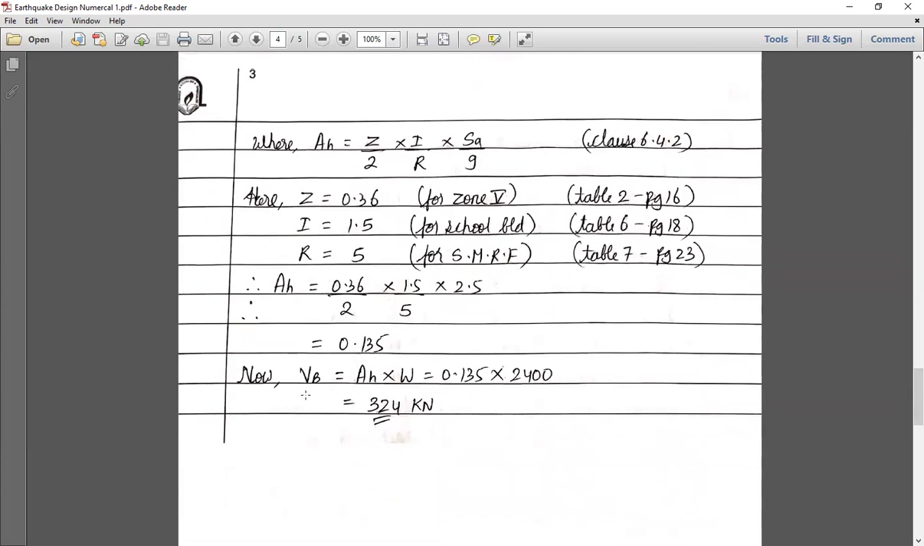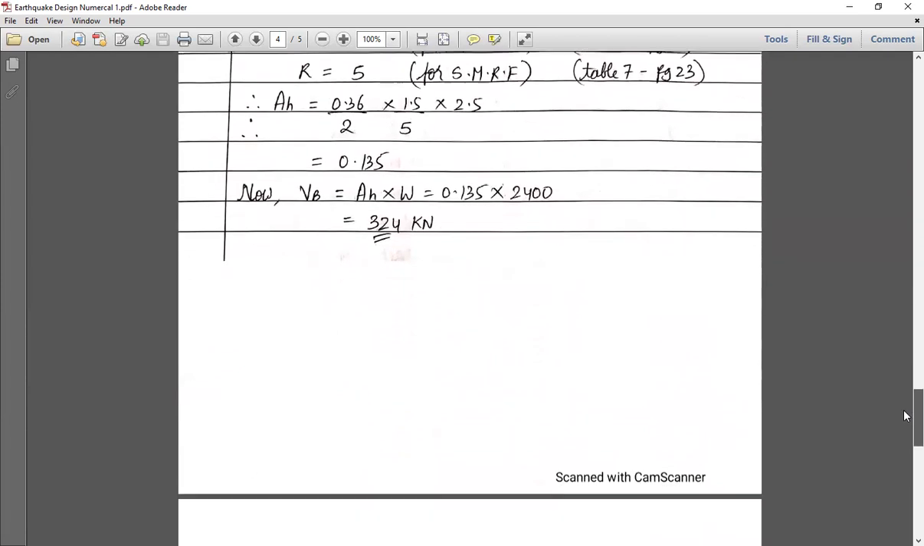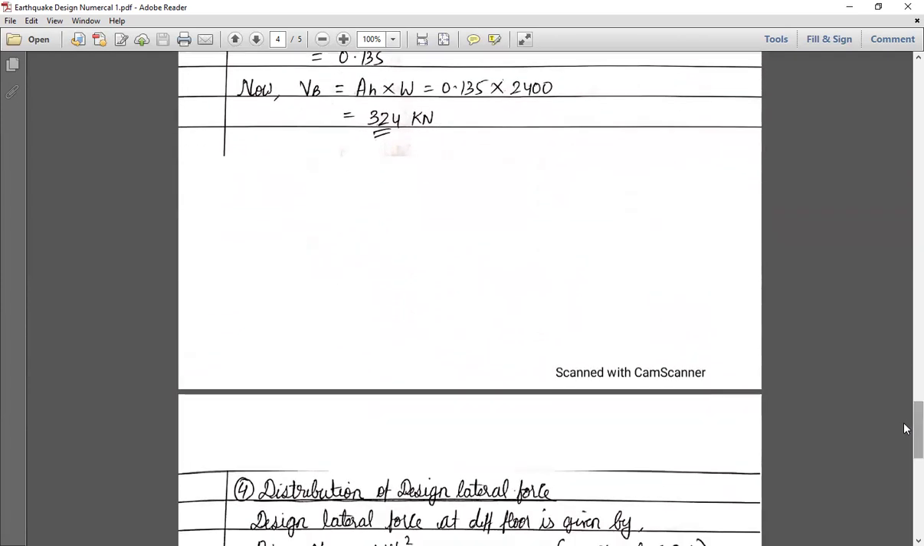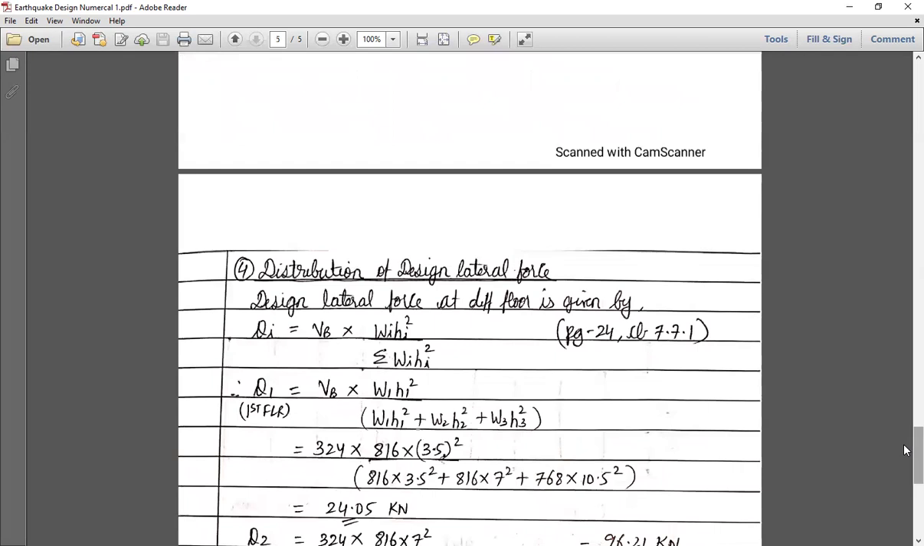So now VB, the base shear, is given by AH into W, which is coming out to be 324 kilonewton. So this is nothing but 324 kilonewton, your base shear. Now we got the base shear, okay? So the maximum shear developed at the base due to the lateral force, we have got. Now we have to find out how much comes on each floor. So now we have to distribute that. So distribution of the design lateral force.